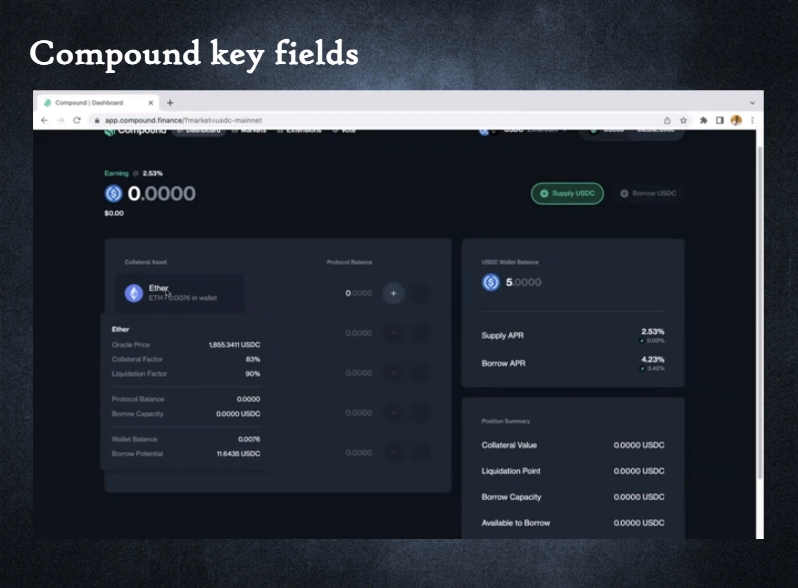We have already discussed collateral factor and liquidation factor. My share of the protocol balance is 0 because I haven't deposited any collateral yet. Hence, my borrow capacity is 0. The Compound app is reading my wallet balance of Ether from MetaMask. My borrow potential is equal to my Ether wallet balance multiplied by Ether's collateral factor. The result is then multiplied by the US dollar price of Ether. The borrow potential is quoted in USDC. We know that USDC is equal to $1.